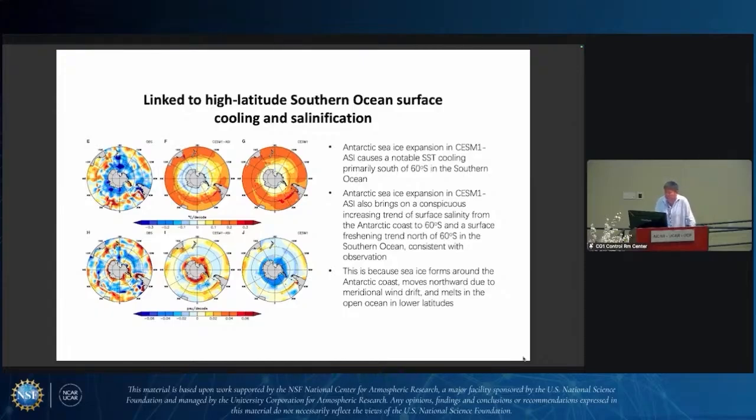That is because the Antarctic sea ice expansion in the expansion group can bring a very robust increasing change to this region, because sea ice forms around the Antarctic coast, moves northward due to meridional wind drift, and melts in the open ocean, so in lower latitudes. So that's why we can see the salinity increasing change around Antarctic, but a decreasing change over the lower latitudes.